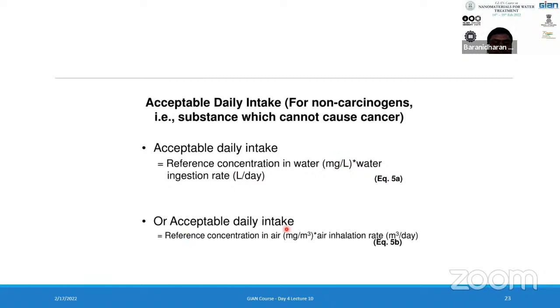Or acceptable daily intake is the reference concentration in air, whichever medium we are looking at, either water, air, or soil, multiplied by the air inhalation rate. So it is how much we take in over time. If it is water, it is the concentration in water, and if it is in air, the units alone will change.